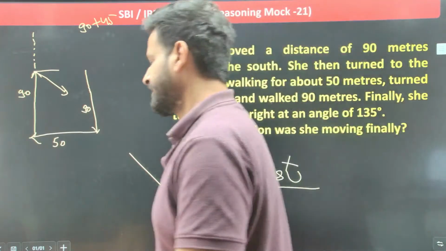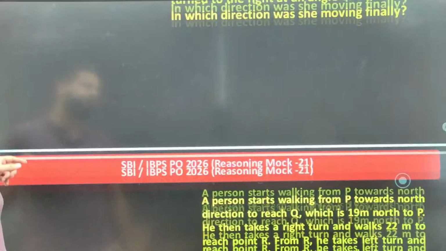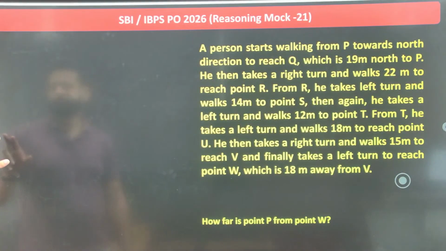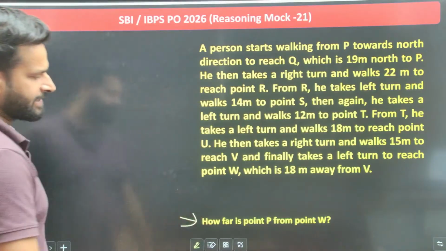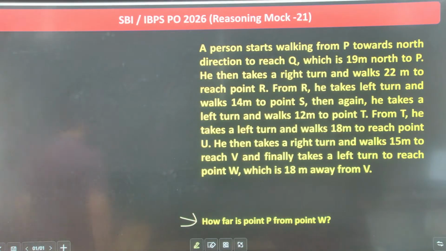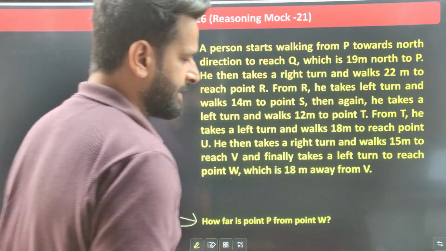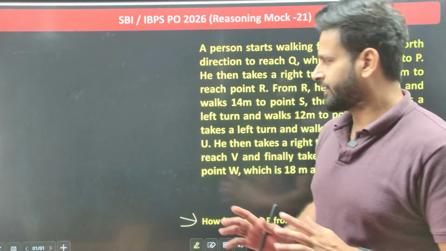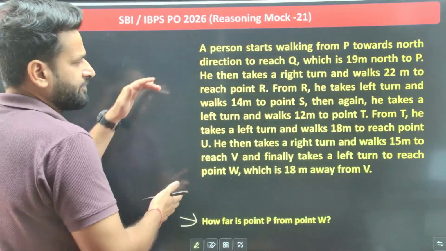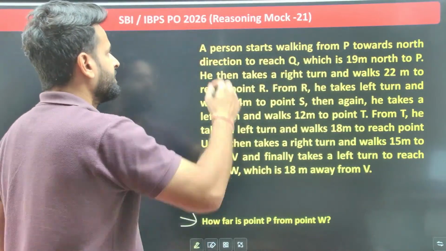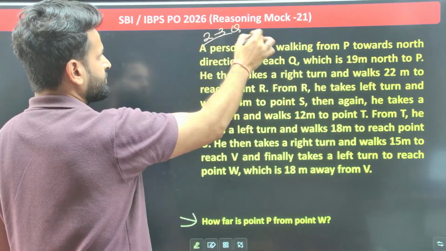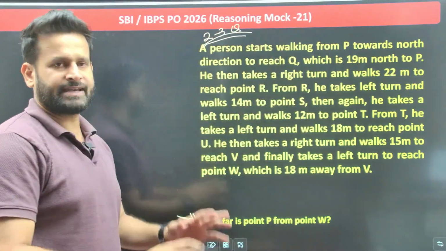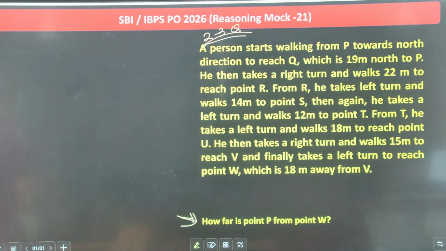Next, one more set based on direction and distance. The question is: how far is point P from point W? Okay, a passage. If such a lengthy passage with this many statements is given, you can easily expect 2 to 3 questions. Just for reference, I have asked you only one question, but if such a passage is coming, 2 to 3 questions are definitely expected.